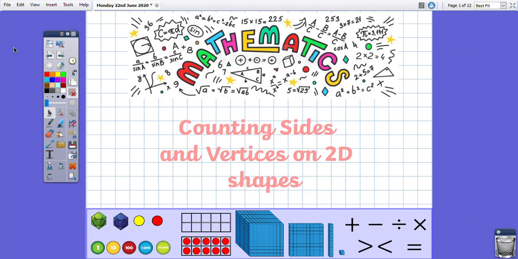Good morning, Year 2. It's Monday again, and this week in maths we are looking at shapes, and today in particular we're going to be counting sides and vertices on 2D shapes.